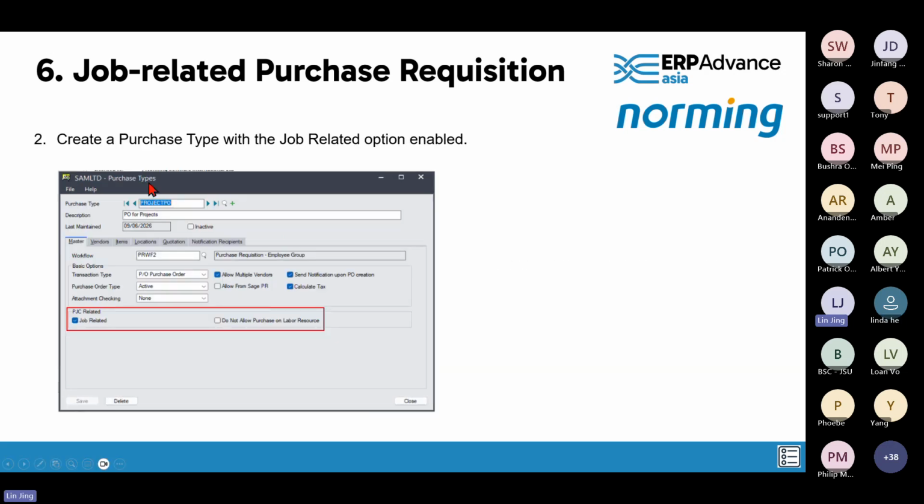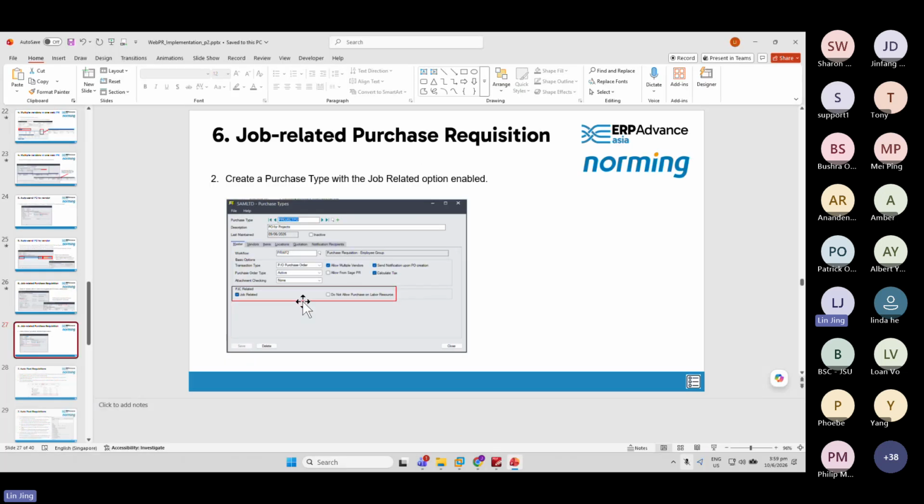Then in the purchase type, you can enable the job related features. For purchase job related, if you don't want to allow them to purchase on labor resource, you can enable this. If not, just leave it as not selected.